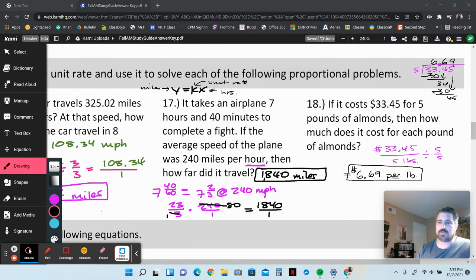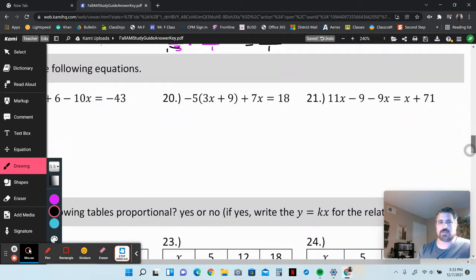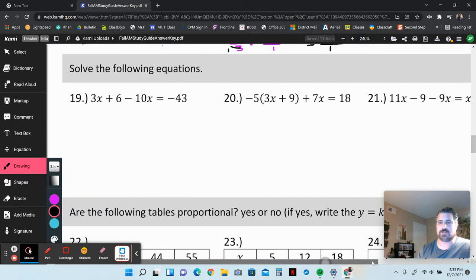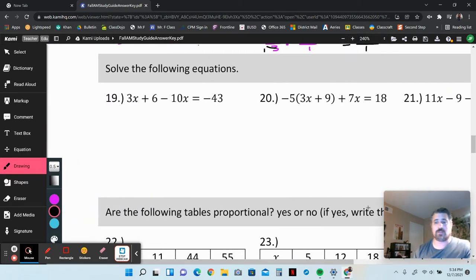All right, let's look at the next section. For the next section, we are going to solve some equations. You guys remember the most important rule about solving equations is that whatever you do to one side, do to the other. So just simplify the left, simplify the right. Once you simplify the sides, make sure you get all your variables to one side, all your numbers to the other side, find out the value of the variable.